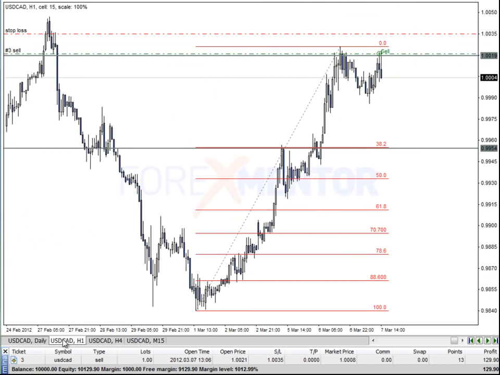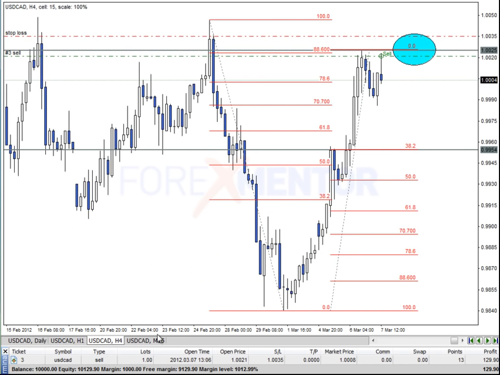Also, just keep an eye on your higher time frames, what's going on there in terms of candles. Okay, a bit of a reaction there.